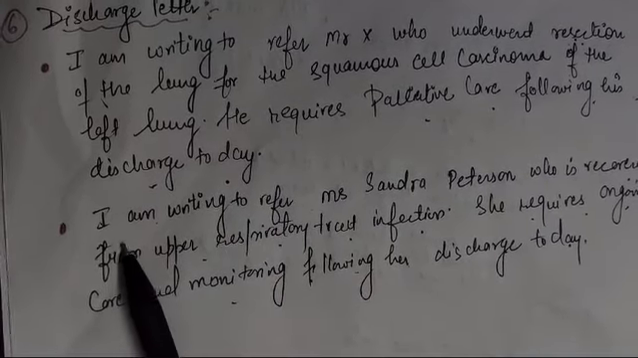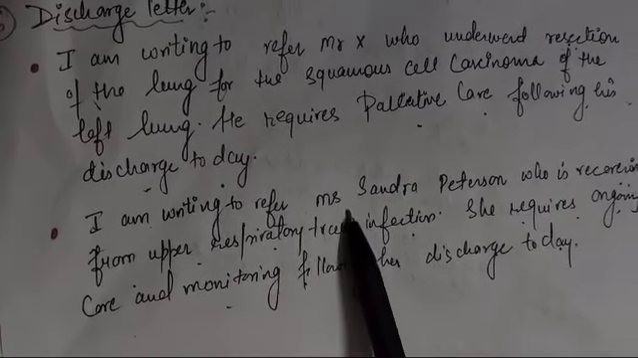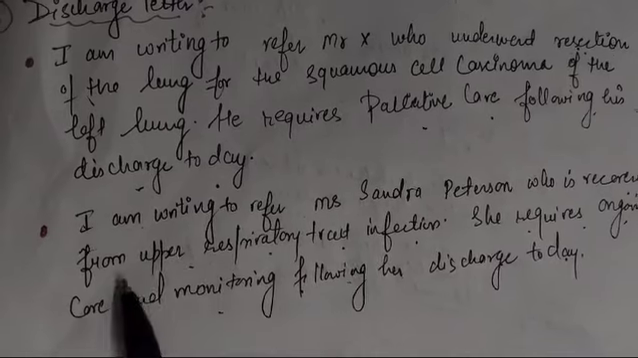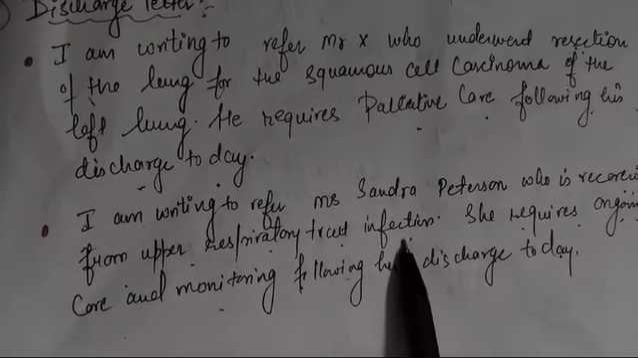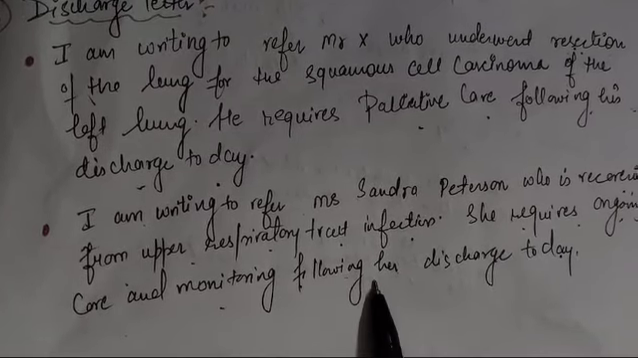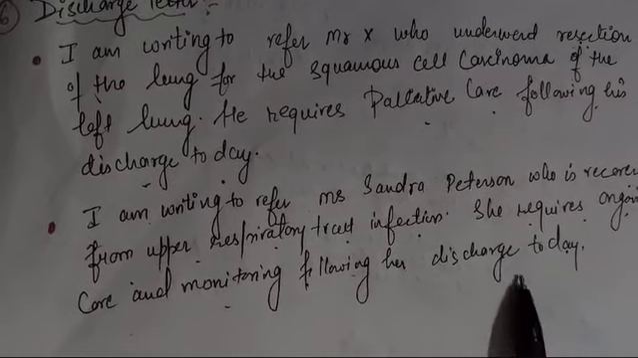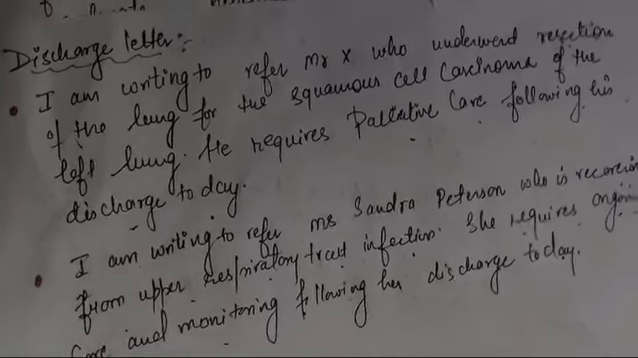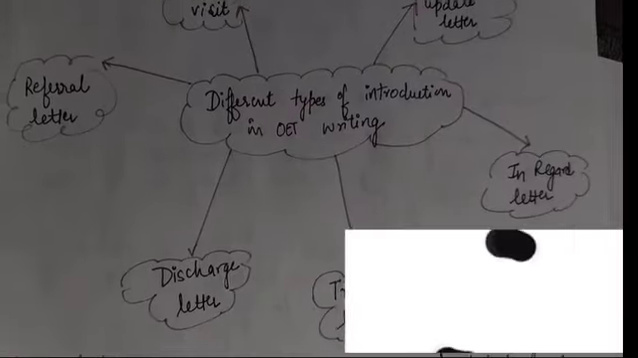Next example is: I am writing to refer Miss Sandra Peterson, who is recovering from upper respiratory tract infection. She requires ongoing care and monitoring following her discharge today. So these are the examples of all types of letters. It is a purpose paragraph.